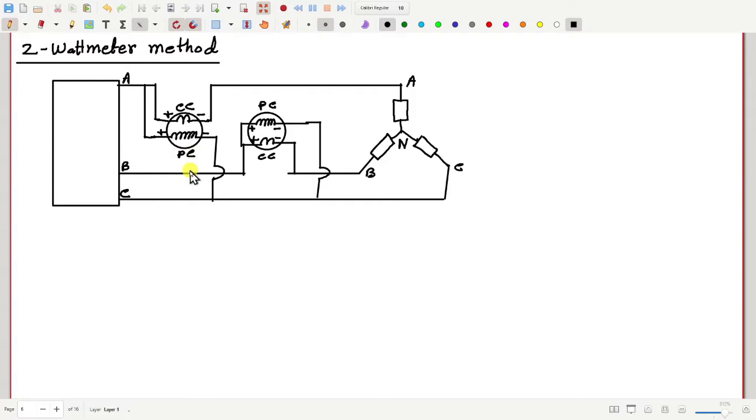Now let's consider, so this method works no matter whether the load is balanced or not. It only requires the sum of the three currents to be equal to 0. And now let's consider the special case of balanced load. Okay. Now suppose the phase sequence of the supply is ABC.